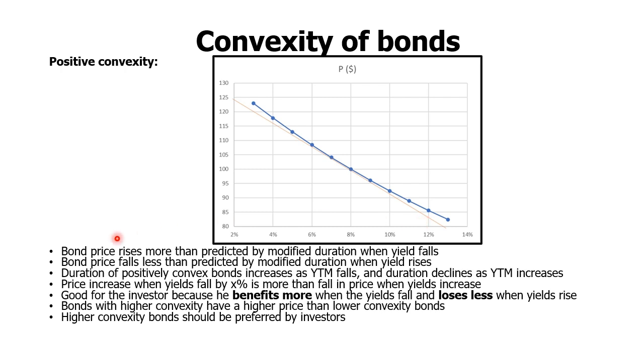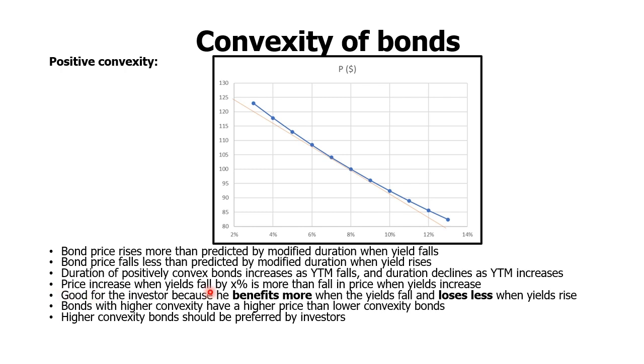For bonds with positive convexity, the price rises more than predicted by the modified duration when the yield falls, and the price falls less than predicted by modified duration when the yield rises. As we know, convexity measures the rate of change of duration. The duration of positively convex bonds increases as the YTM falls, and the duration declines as the YTM increases.